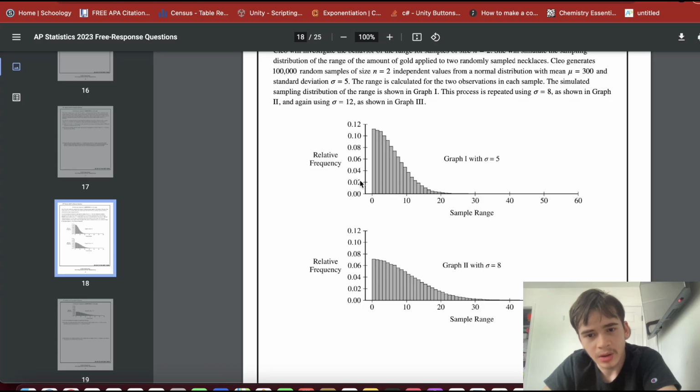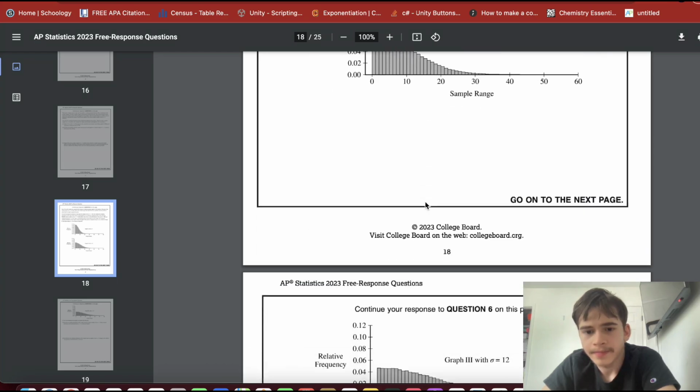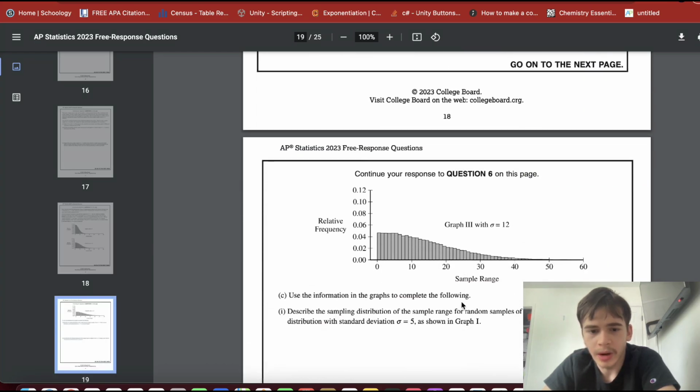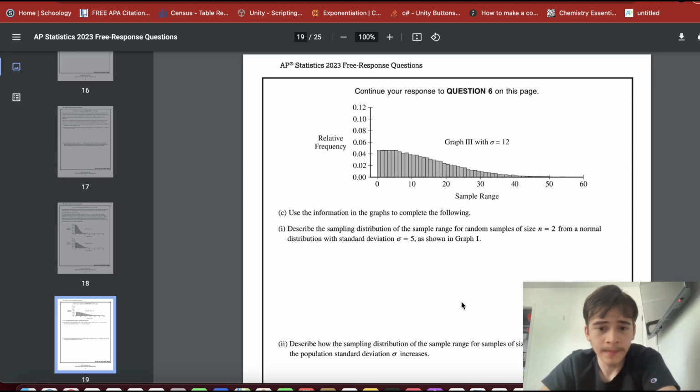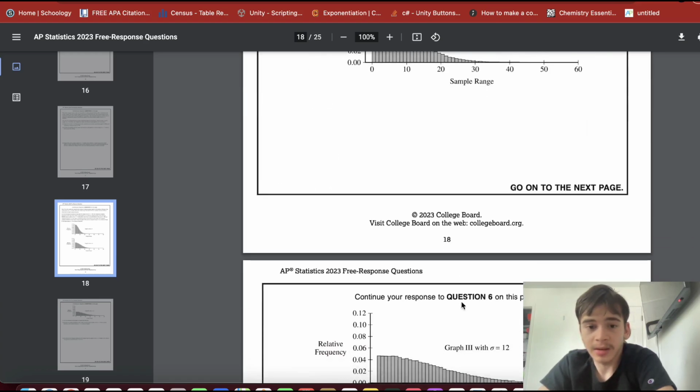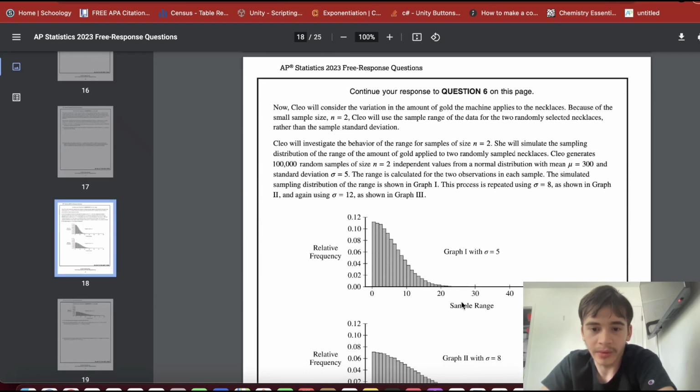This is the strongest skewed, right? This is less skewed, right? Okay. Sampling distribution of the sample range for random sizes of n equals 2 from a normal distribution with a standard deviation as shown in graph 1. Okay. Easy. You use this graph to describe it.